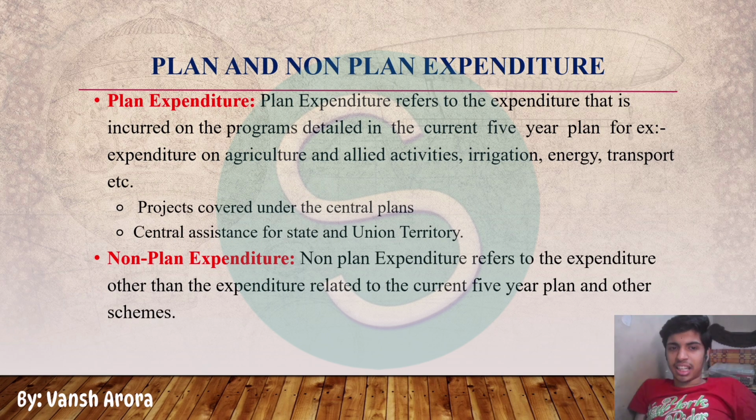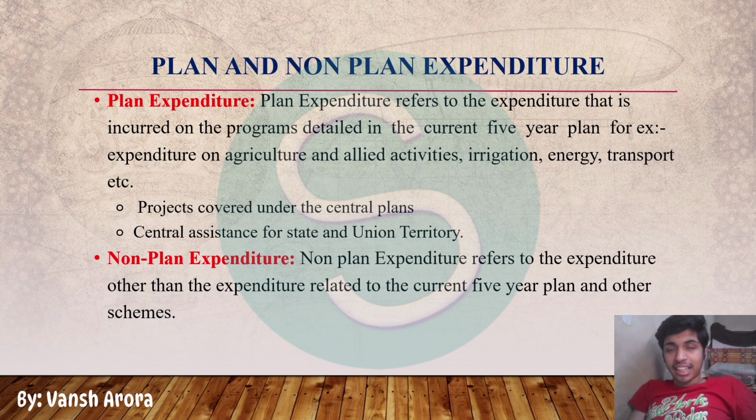Now come to the next thing, that is plan and non-plan expenditure. As the name suggests, plan means you have planned about it. You have a proper schedule and itinerary about it. You are just prepared for it. You know it beforehand. But non-plan means it happened on the spot. It is not planned. It is just due to the uncertainty. It is just due to the change in the environment. So this is non-plan.